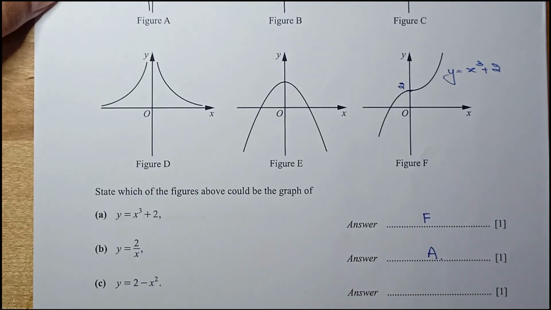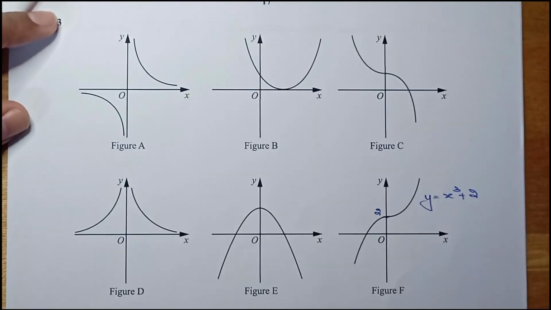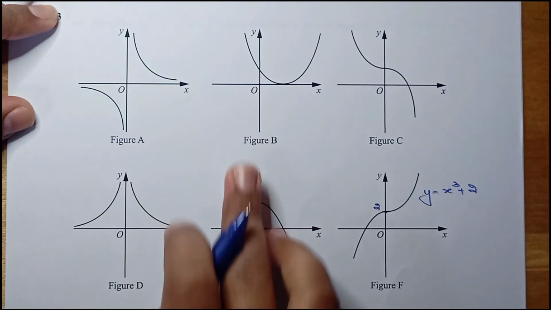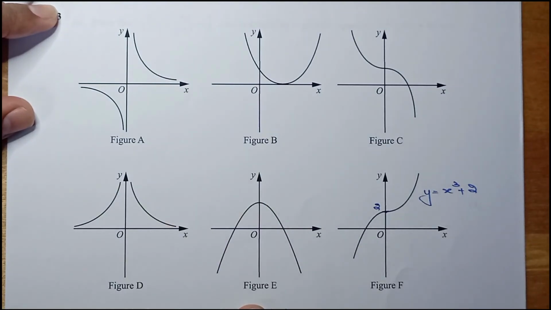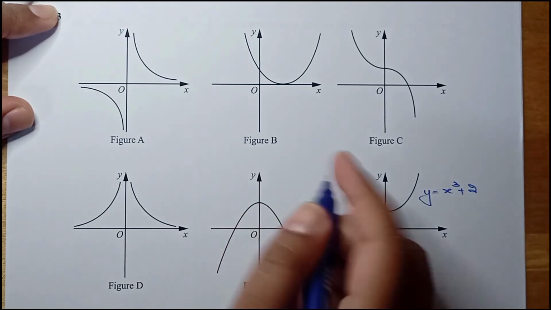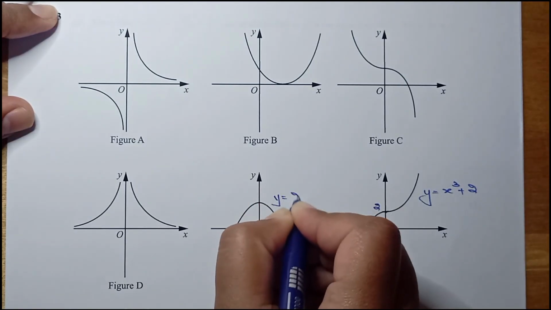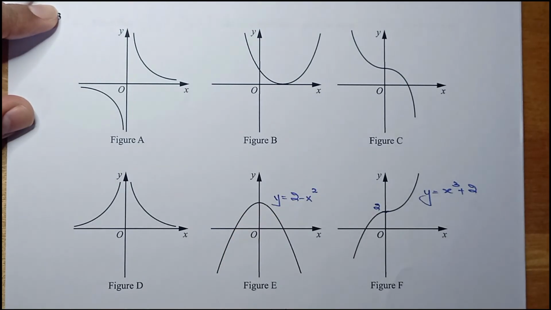Now for part C, we have y equals 2 minus x cubed. So the graph must be a parabola. So we have two graphs, shape B and shape E, that are parabolas. Now x is negative, so the parabola is downward, opening downward. So this is y equals 2 minus x cubed. So figure E.